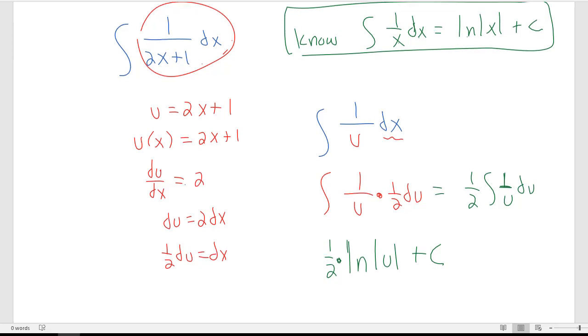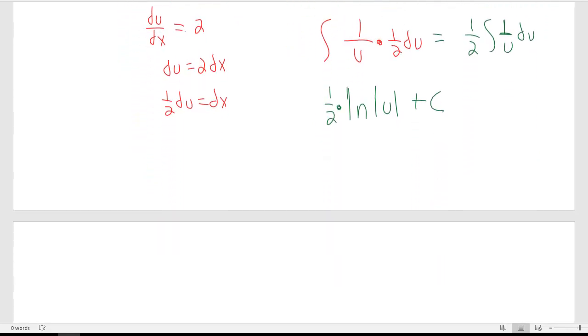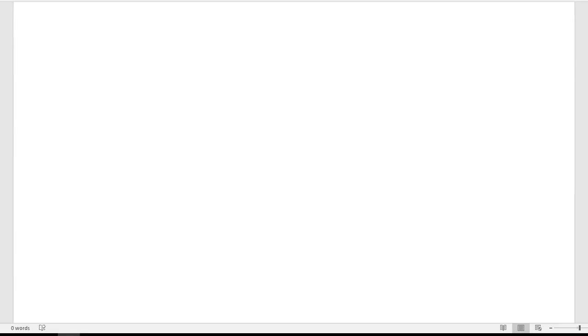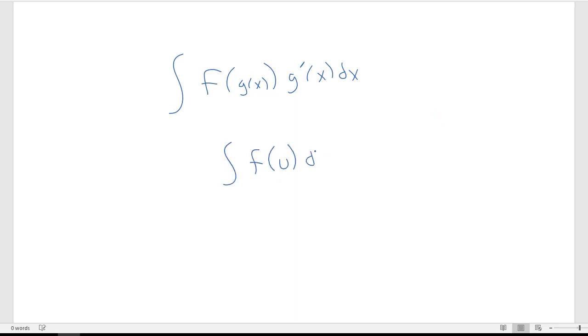When you're looking at a calculus book, usually the book starts off with a general rule, and here's how most calculus books write the substitution rule. They'll say, if I'm taking the integral of f composed with g of x times g prime of x, we can write this as the integral of f of u du.